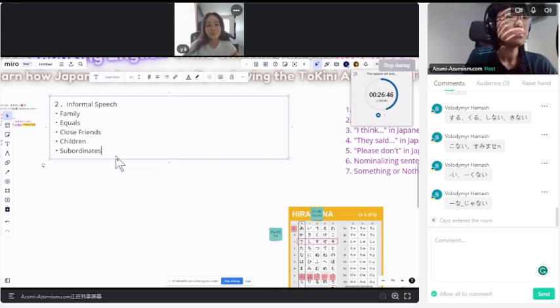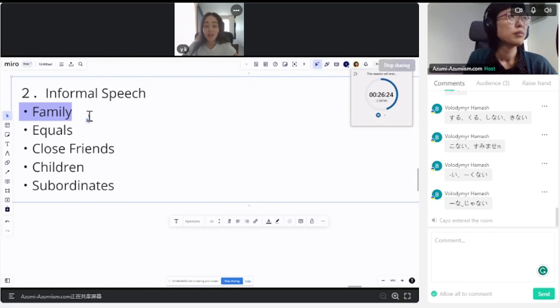So what kind of people do you say? Family. Do you use formal speech with your family members? Informal speech, I use informal speech. Do you use formal as well? Sometimes I get angry, so I use formal speech. Sometimes people get angry, or they want to be sarcastic, and they use formal speech.